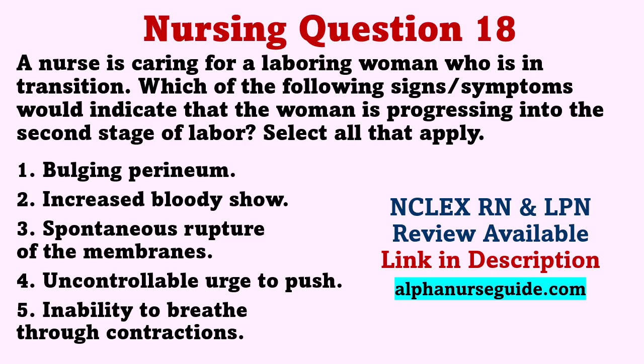The correct answers are 1. Bulging perineum, 2. Increased bloody show, and 4. Uncontrollable urge to push. A bulging perineum indicates progression to the second stage of labor. The bloody show increases as a woman enters the second stage of labor. The amniotic sac can rupture at any time. With a fully dilated cervix and bulging perineum, laboring women usually feel a strong urge to push. The gravida's ability to work with her labor is more dependent on her level of pain and her preparation for labor than on the phases or stages of labor.